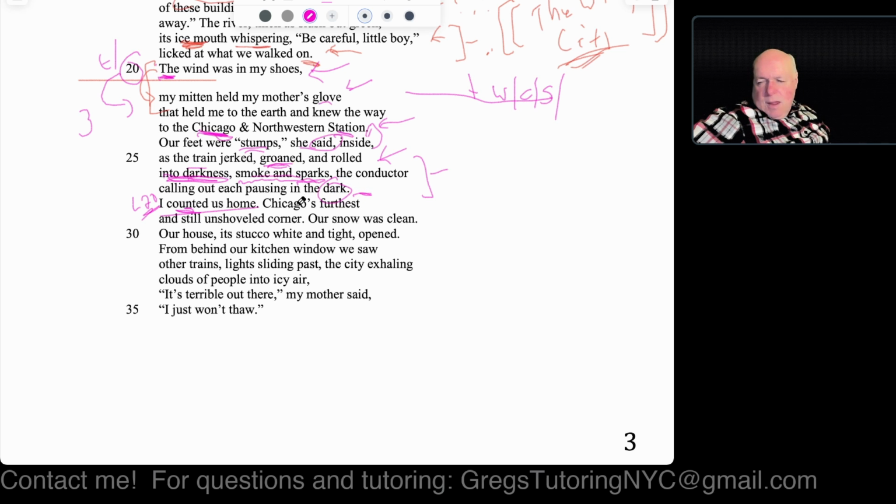And then the kid says, Chicago's northest and still unshoveled corner. So it seems to me that they left the Chicago city proper. They took a train somewhere. So, I'm going to just put unshoveled corner. They ended up at that unshoveled corner. Okay. Our snow was clean. So we have a compare and a contrast happening now with these two sentences. Why was it unshoveled when they got off the train? And why was their snow clean?